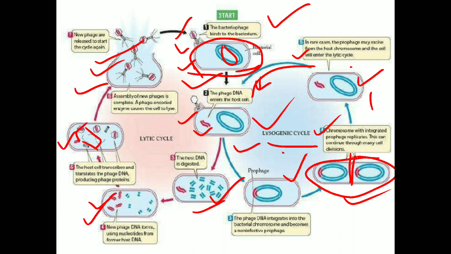And in case of the lysogenic cycle, what happens? The virus enters the bacterial cell, and only cell division takes place with the prophage, and that prophage is excised from the chromosome. Only that procedure takes place. So this is about the lytic and lysogenic cycle.